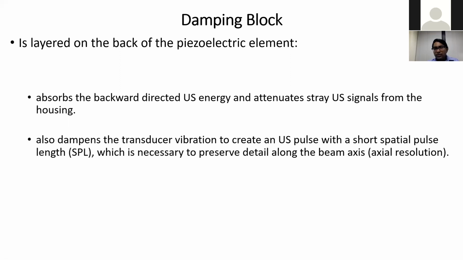In ultrasound, we typically create a very short spatial pulse length, typically around 1 lambda or 2 lambda, and that is necessary to preserve the axial resolution. We'll talk about that a little bit. But if we create very long pulse lengths, these damping blocks help us in reducing the transducer vibration. There are some specific use cases in which we go up to 6 lambda spatial pulse length. In those cases, the damping block plays a major role in absorbing the extra ultrasound energy that goes inside the housing.